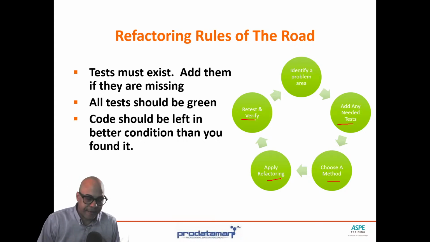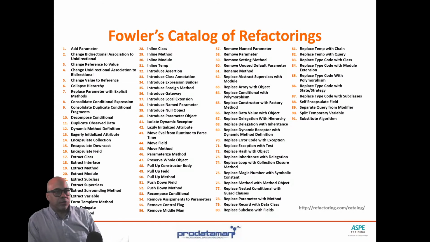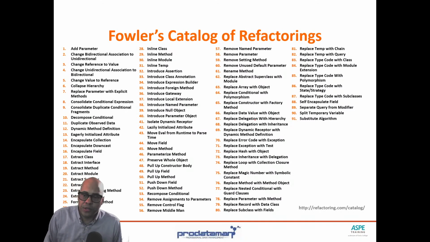The whole reason we're refactoring something that already works is to try to make it better, faster, or cheaper as far as resources are concerned. So here's Martin Fowler's catalog of refactorings. As I mentioned, there are 91 refactoring methods, refactoring techniques, but very similar to the rules of normalization.